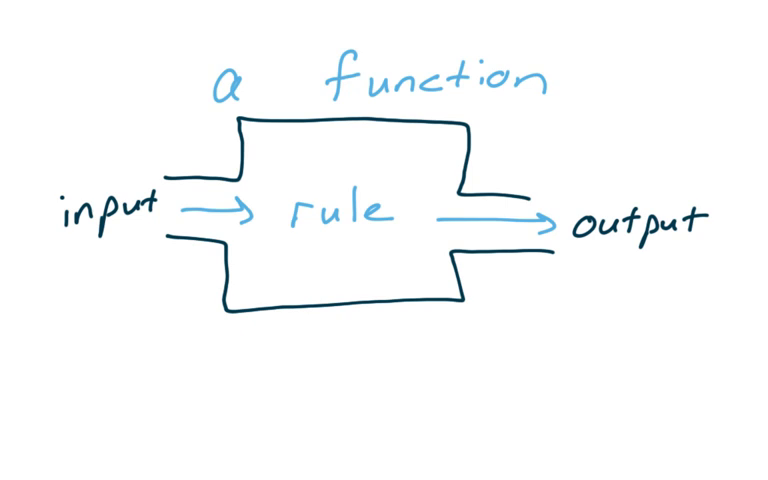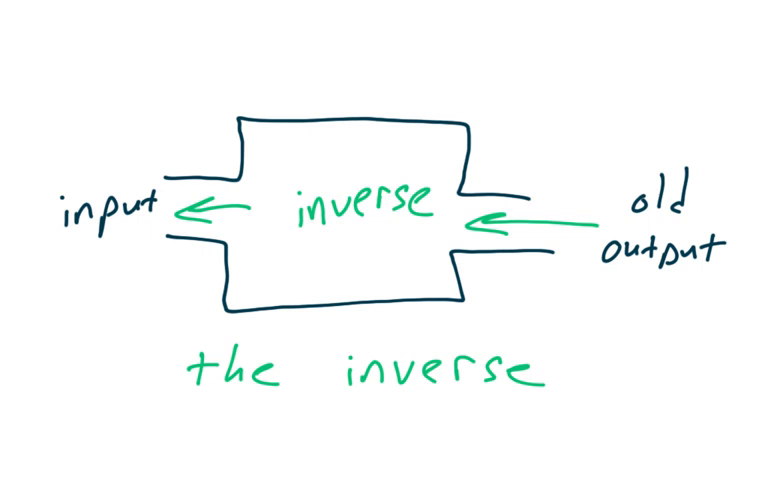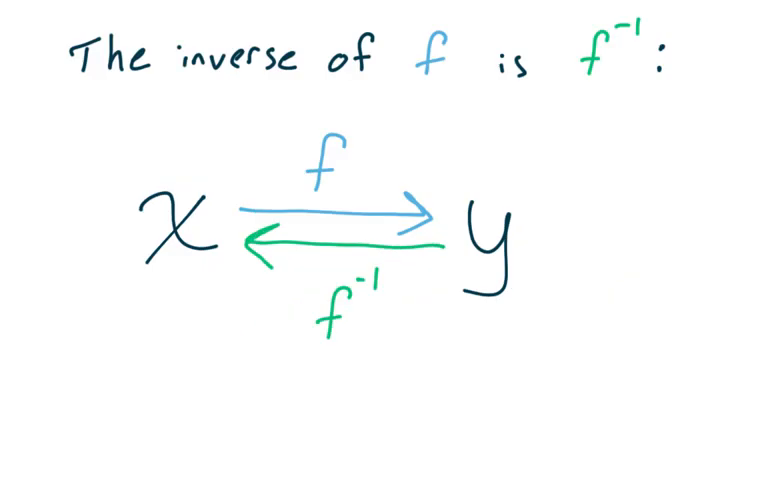A function is a rule where you start with an input, you stick it into the rule, and you get an output. The inverse function starts with your old output and it produces the original input. So the inverse goes the opposite direction. To see both of those in the same picture, if we have a function f that starts with an x and produces a y, what the inverse does is it starts with the output y and it produces the x.